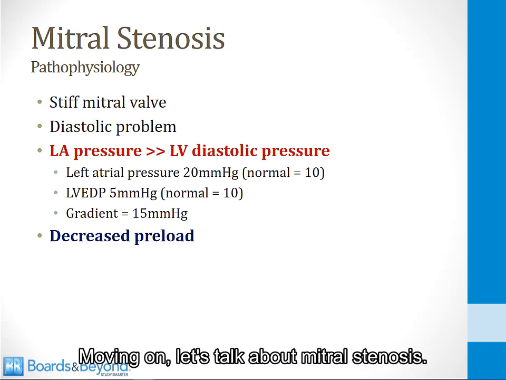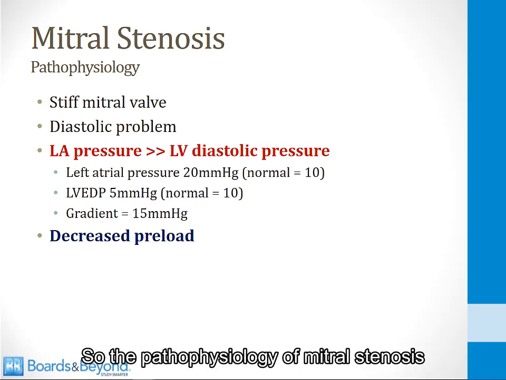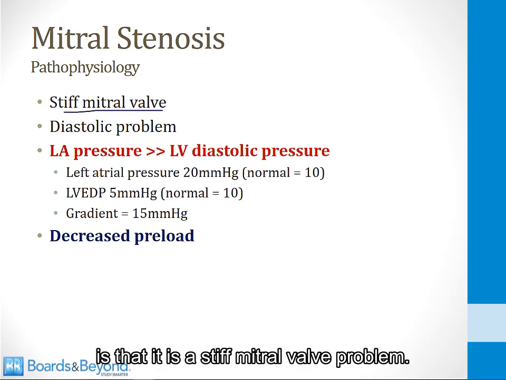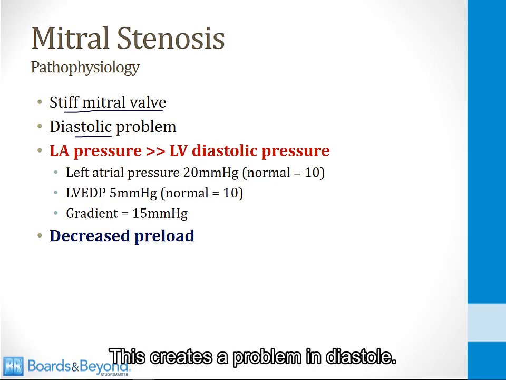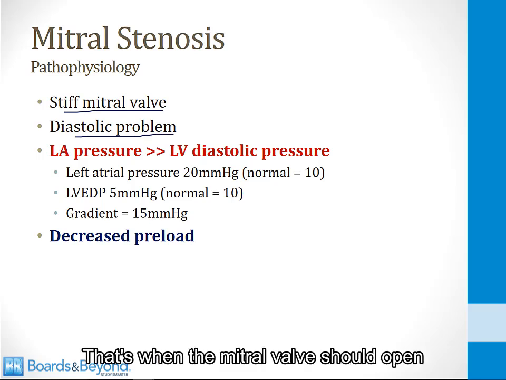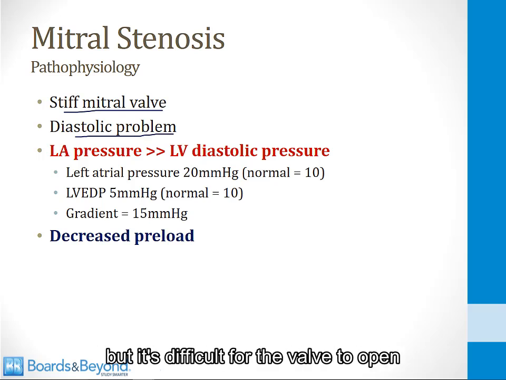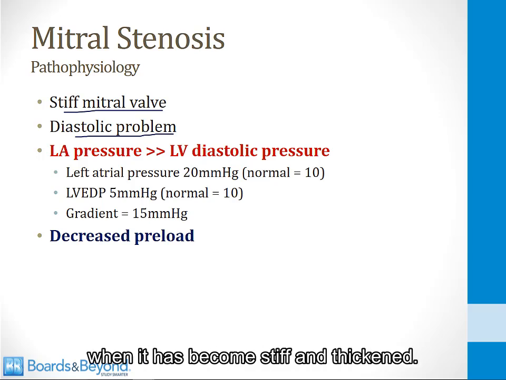Moving on, let's talk about mitral stenosis. So the pathophysiology of mitral stenosis is that it is a stiff mitral valve problem. This creates a problem in diastole. That's when the mitral valve should open to allow filling of the left ventricle, but it's difficult for the valve to open when it has become stiff and thickened.